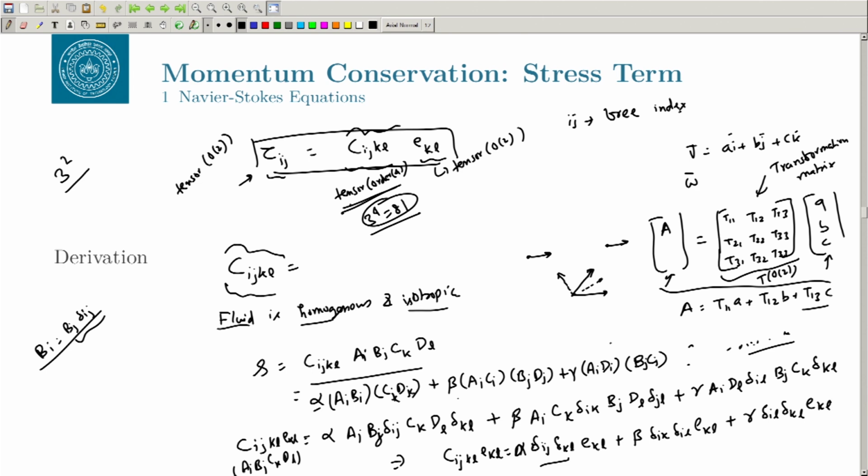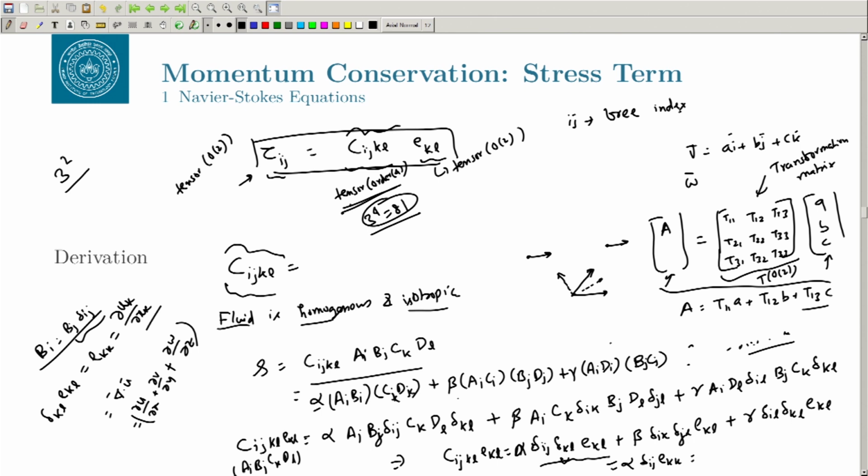Okay, so before I go to the next slide, you can just see this is delta k l, e k l, right. So, this can be written as e k k. What is e k k? It is basically del u k by del x k, or in other words, this is del dot u, or basically del u by del x plus del v by del y plus del w by del z, right. So, this has become your alpha delta i j e k k, right. And similarly, you can use the expression here.